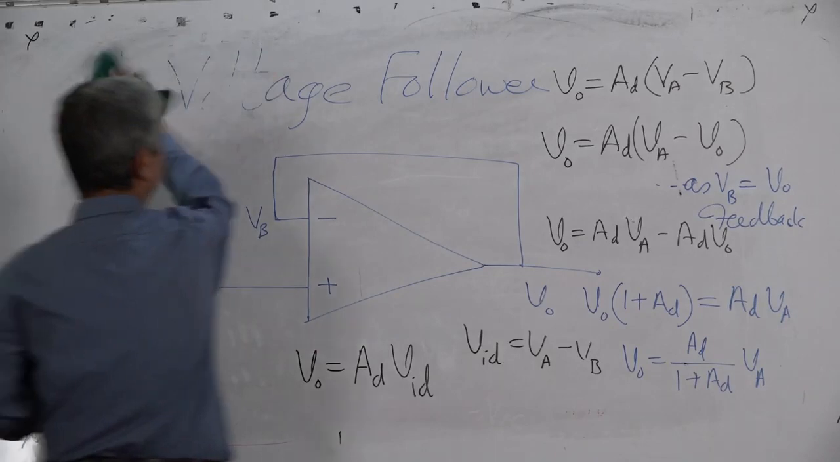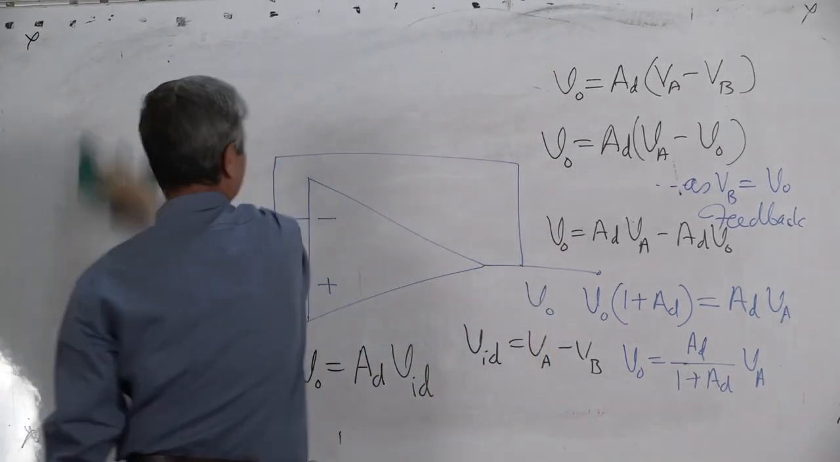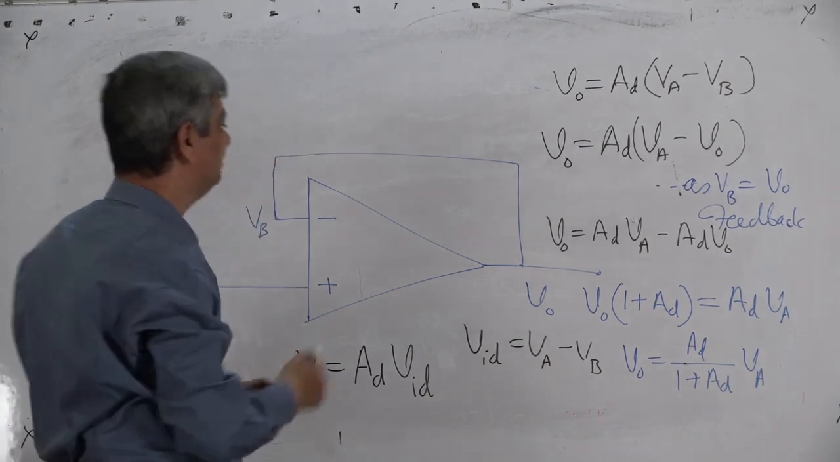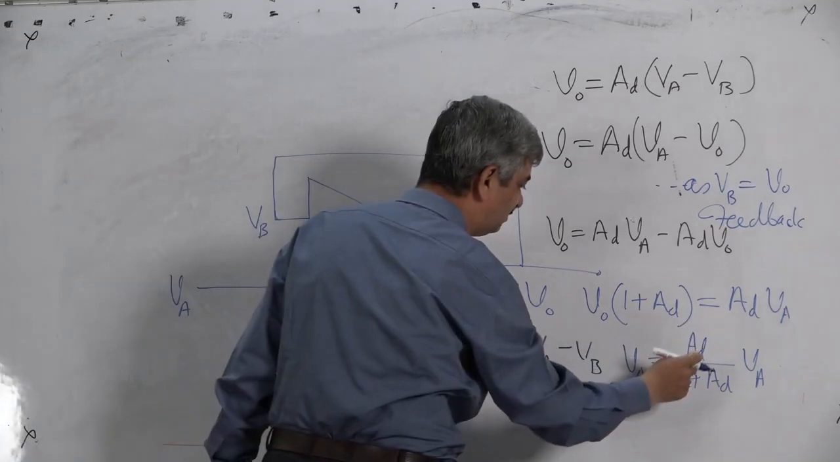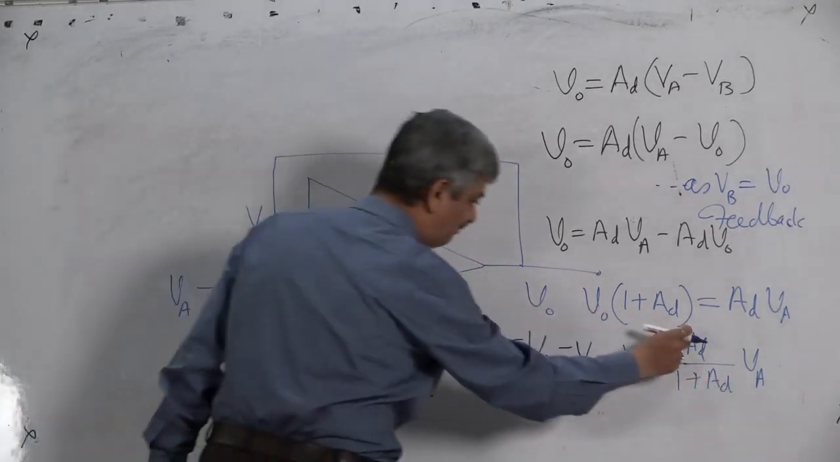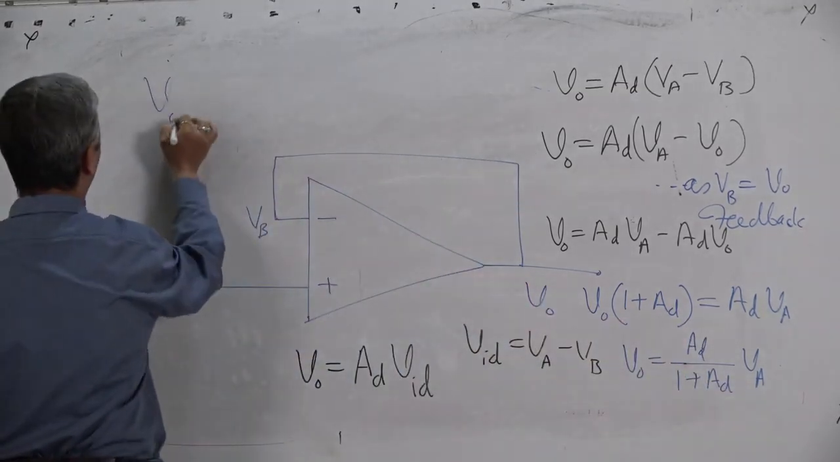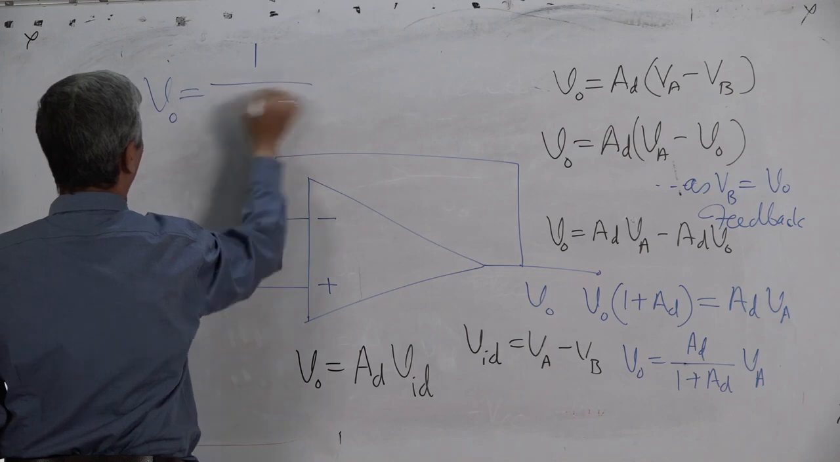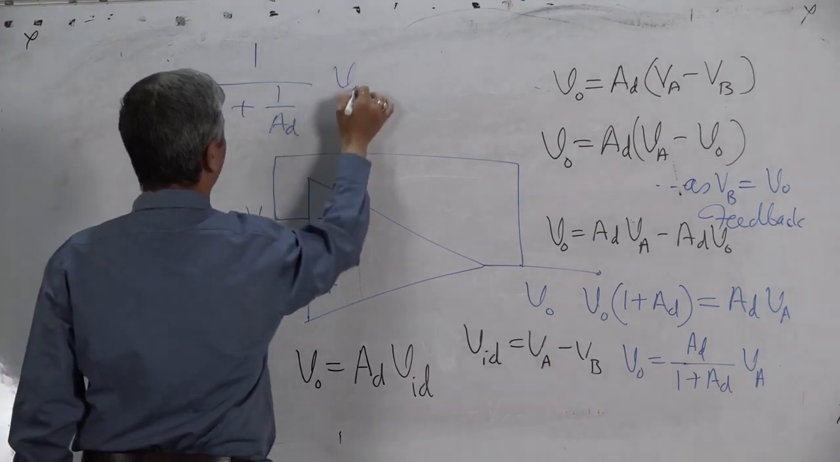And after this, we can go for the next simple step. The next simple step is to divide numerator and denominator by AD. So 1 upon AD plus 1. So I simply write 1 upon 1 plus 1 upon AD. So VO is equal to 1 upon 1 plus 1 upon AD into VA.